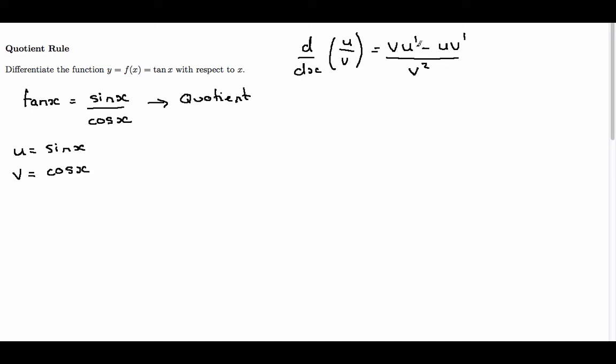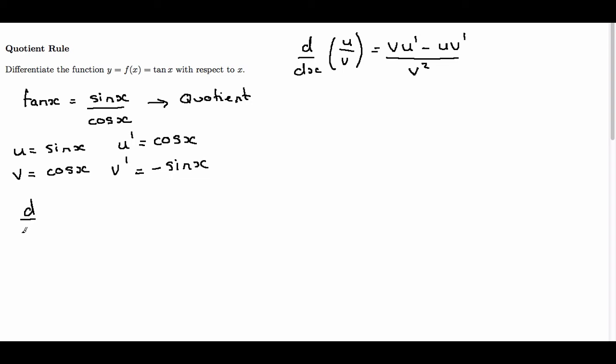So to find the derivative we need u prime, so that means differentiate sin x, and when we differentiate sin x we get cos x. And we're also required to find v prime, so v prime tells us differentiate cos x, and when we do that we get minus sin x.